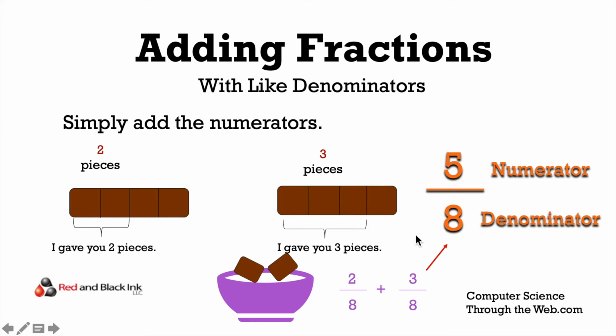I have 8 pieces total here, and in all I gave you 2 plus 3, which is 5 pieces. So if you want to add fractions, 2 out of 8 plus 3 out of 8, all you need to do when you have fractions with like denominators is add the numerators and leave the denominators the same. So I essentially gave you 5/8 of what was available in our bowl of pieces of candy bar.